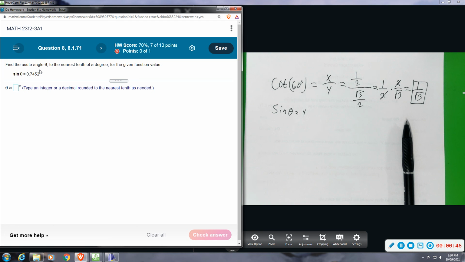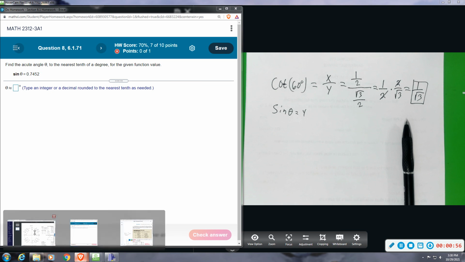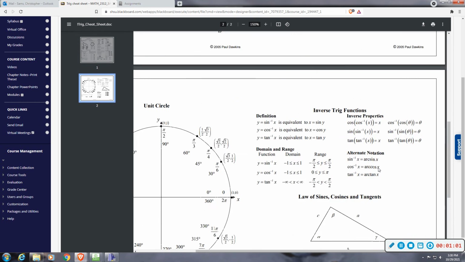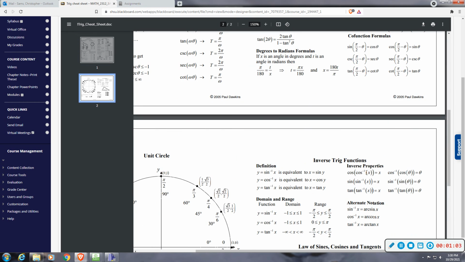Number 8, we want to find the acute angle. We're going to round to the nearest tenth. Okay, so on this one, we want to figure out what this angle theta is. The way that you do that, we're going to be using this trig cheat sheet. Let me show you. We're going to be using the inverse property right here.